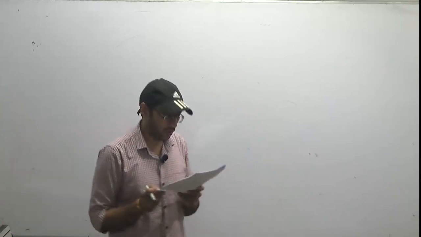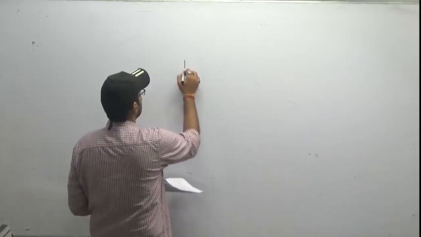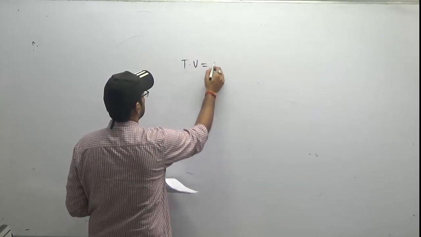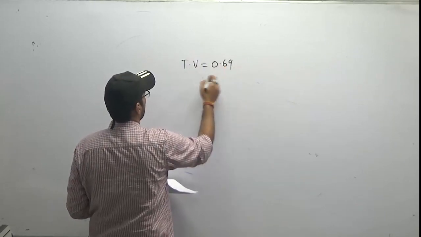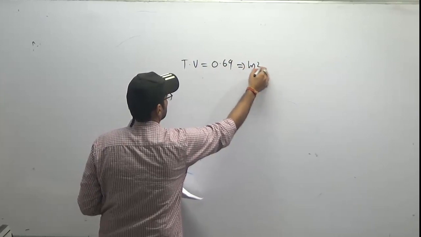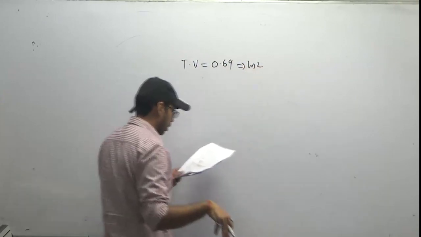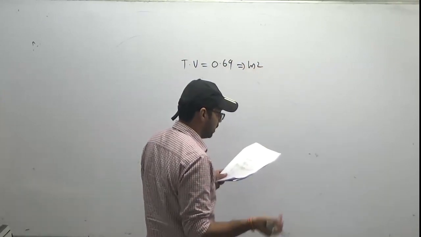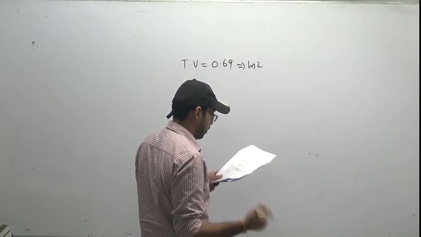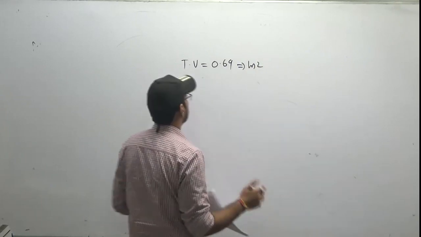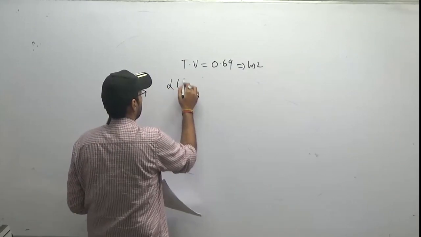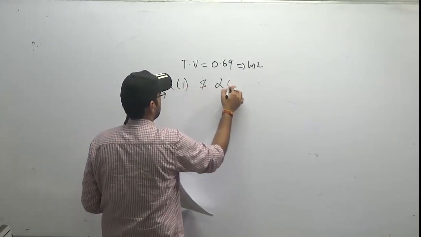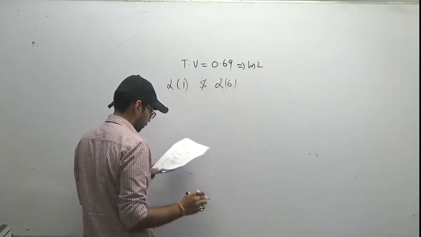Now they are saying the true value of ln2 is 0.69. The value of ln2 is obtained by linear interpolation between ln1 and ln6.